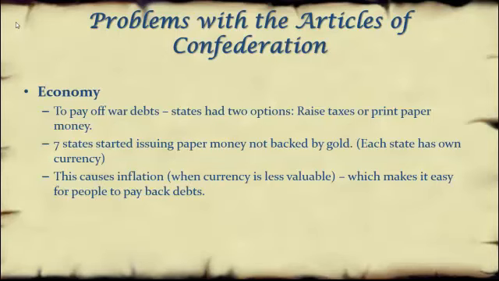And also, the economy was problematic under the Articles of Confederation. To pay off war debts from the Revolution, and honestly to pay for anything, the states had two options. A state could either raise taxes, or states could print paper money. So seven separate states started printing paper money, not backed by anything. So each state actually had its own currency. If you were in Virginia, you would have different money than if you were in Massachusetts.